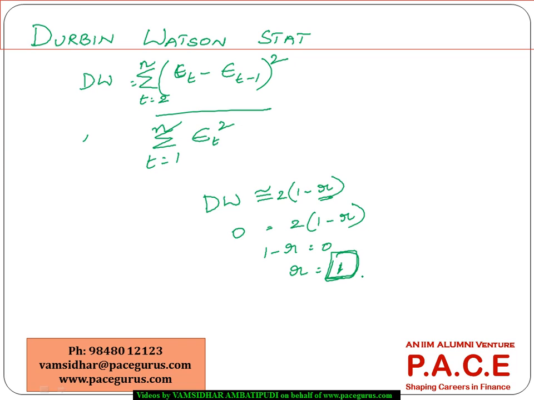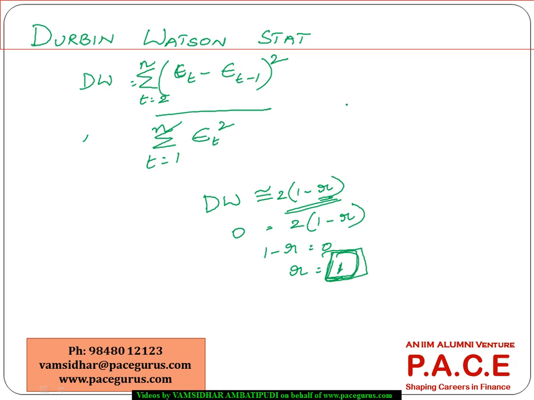R coming very close to 1 is an indication that there is a presence of serial correlation very heavily in the data. That is one way. Either you compute the correlation between the error terms, or you use this Durbin-Watson statistic and try equating it to 2 into 1 minus R. So whatever value comes out would be an indication of the correlation.